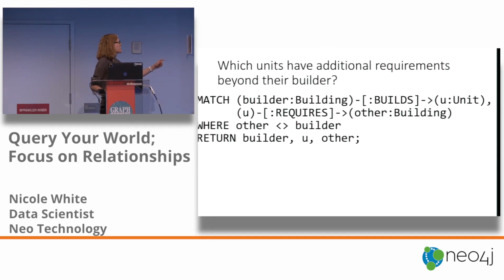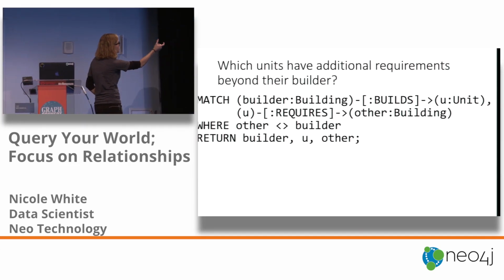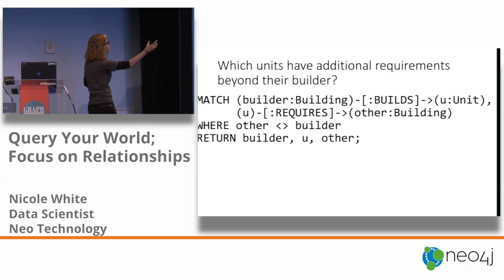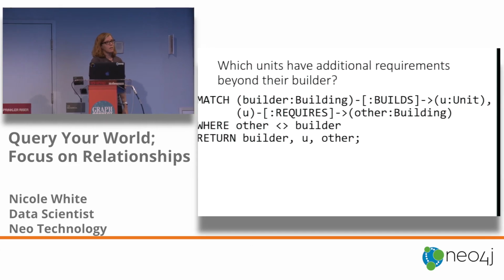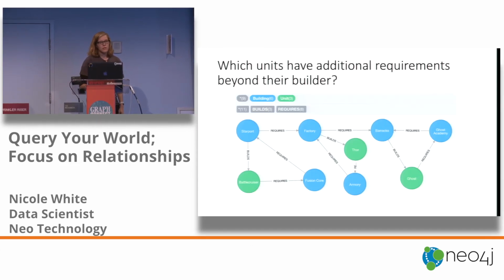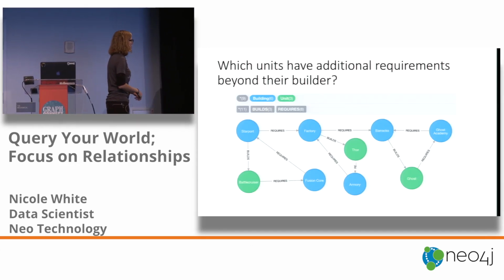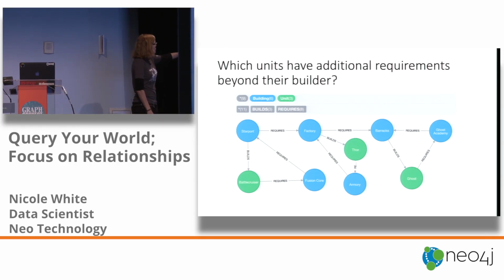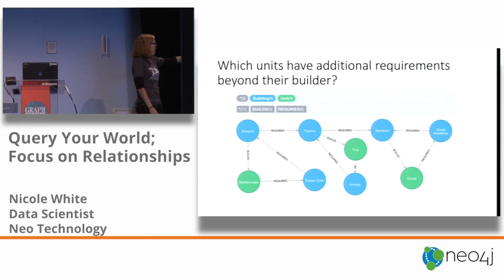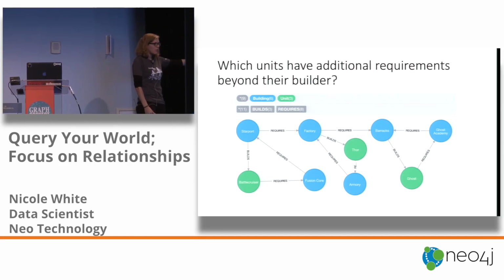You need that where clause because there are cases where those two nodes are the same. Other and builder are the same node, and I want to filter that out. So this is what it's finding. It's finding units that are built at a building, but their most immediate requirement is something else. Like the battle cruiser, for example, is built at the starport, but its most immediate requirement is something else. It's the fusion core.